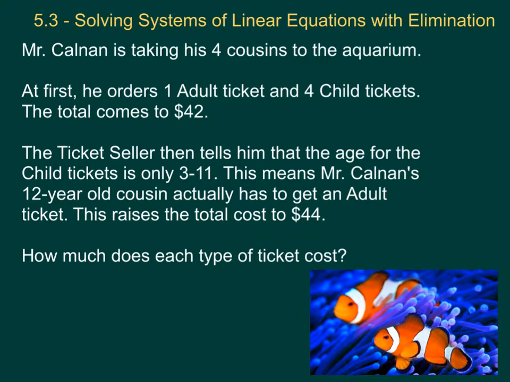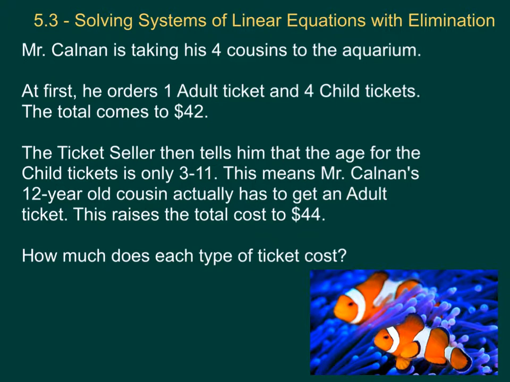Mr. Callan is taking his 4 cousins to the aquarium. First, he orders 1 adult ticket and 4 child tickets. Total comes to $42. But then the ticket seller is a little suspicious, tells him that the age for the child tickets is only 3 to 11. This means that Mr. Callan's 12-year-old cousin actually has to get an adult ticket. Seems a little young to be called an adult, but that's okay. This is going to raise the total cost to $44.